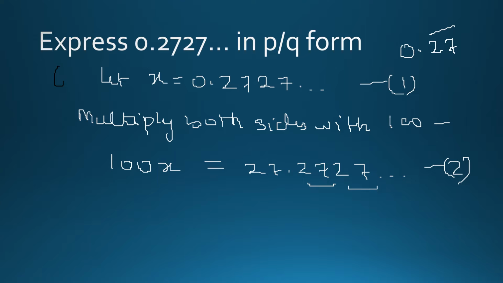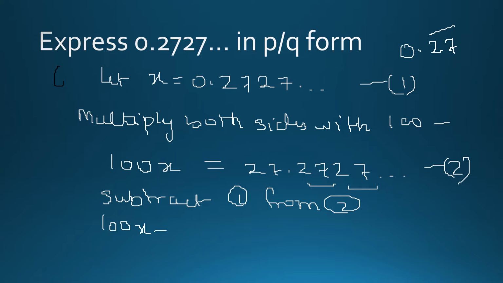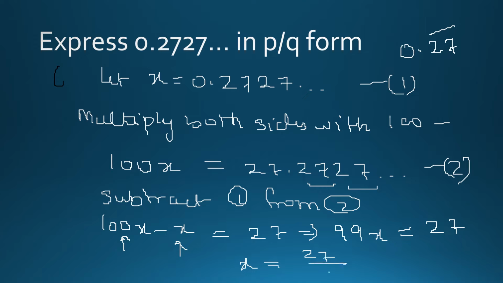Now the traditional way of doing it is to subtract the first equation from the second, okay? So if you do that, 100x minus x will give you, on the right hand side, 27.2727 minus 0.2727. Everything after the decimal will get cancelled, so you are left with only 27. So that means 99x, because it is 100x minus 1x, 100 minus 1 is 99. x is equal to 27 by 99.